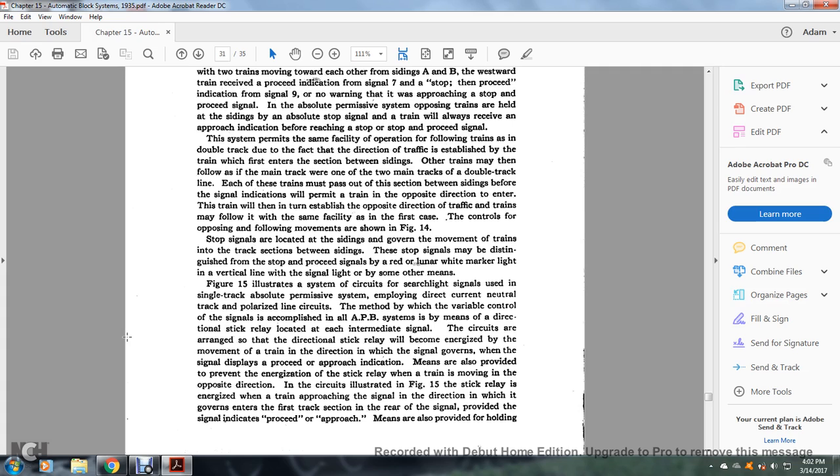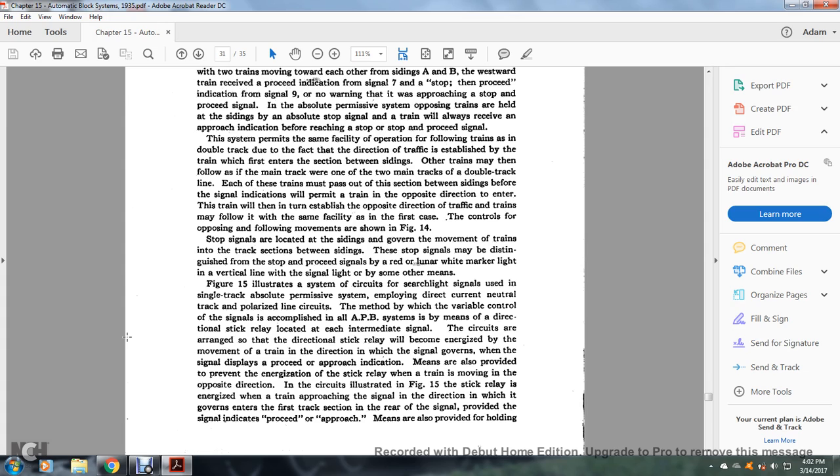Stop signals are located at the sidings, governing the movement of the trains into the track sections between the sidings. The stop signals may be distinguished from the stop and then proceed signals by a red or lunar white marker light in a vertical line with the signal light, or by some other means. Figure 15 illustrates a system circuit of the searchlight signals used in a single track absolute permissive system employing direct control, neutral track and polarized line circuits.